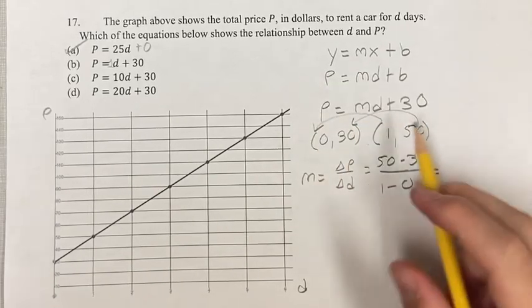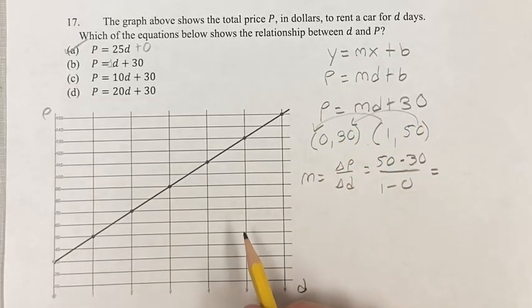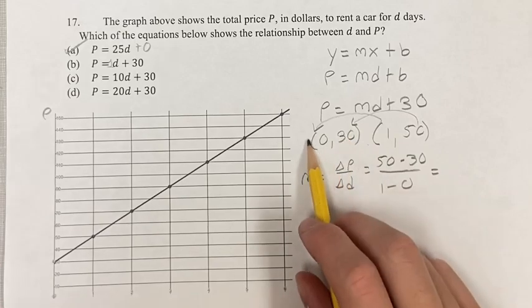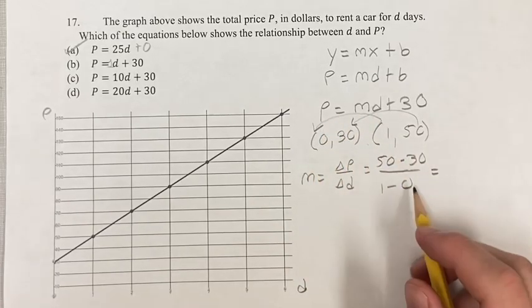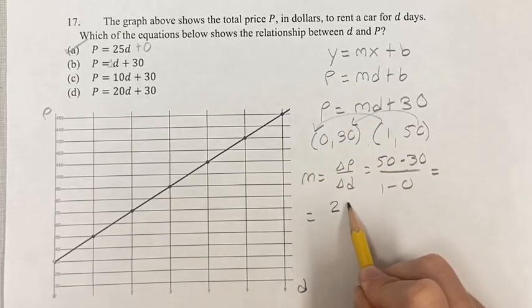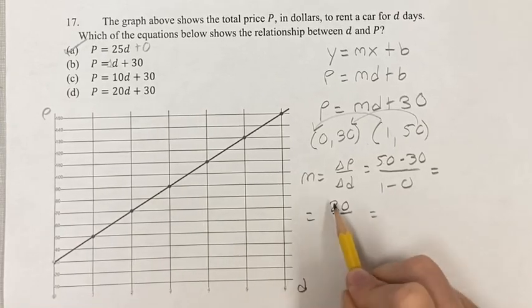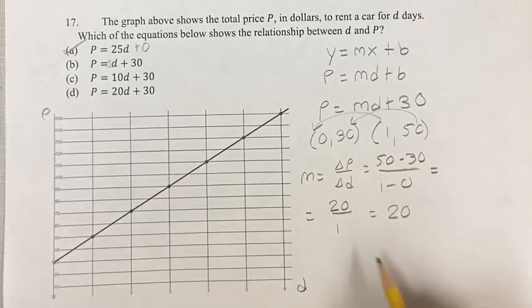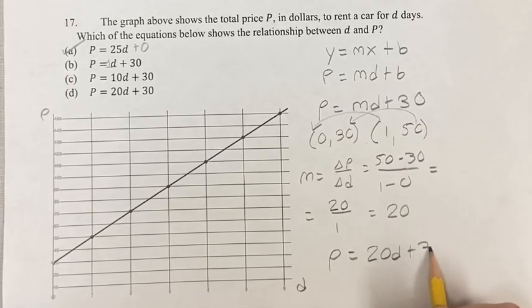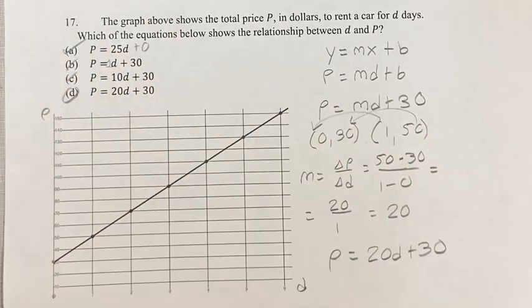I always draw arrows just to make sure I'm subtracting the same way, right? We wouldn't want to do 50 minus 30 and then 0 minus 1. You have to do it the same direction each time. 50 minus 30 is 20. 1 minus 0 is 1. So 20 divided by 1 is 20. So P is equal to mD, m is 20, so 20D plus 30, and D is your final answer.